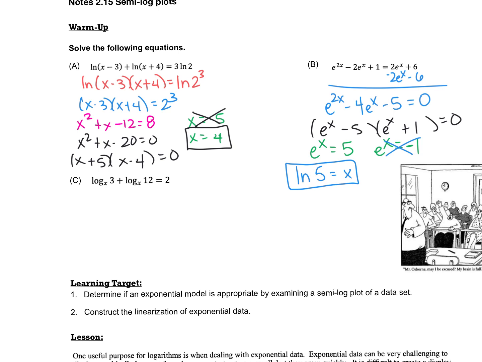Okay? All right, what about this one? Log base x of 3 plus log base x of 12 equals 2. A little different place than we've seen an x before, but still no different. Okay, what do you think?